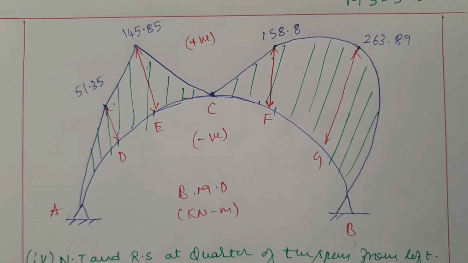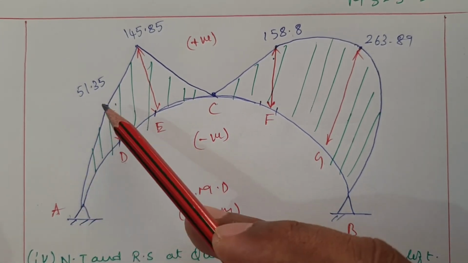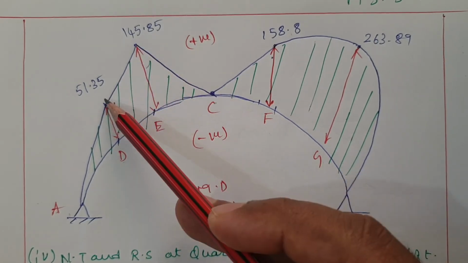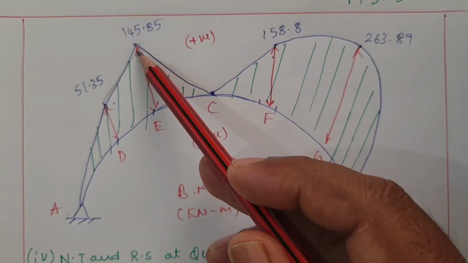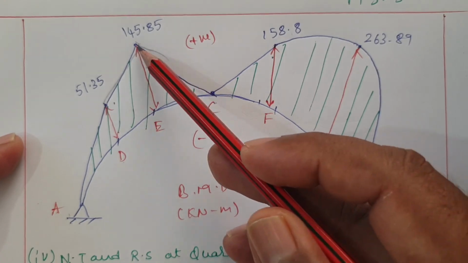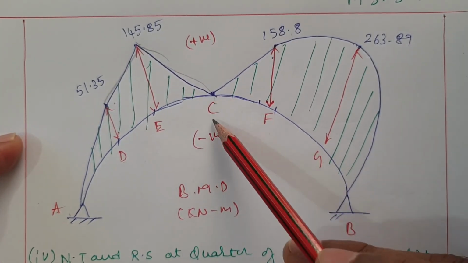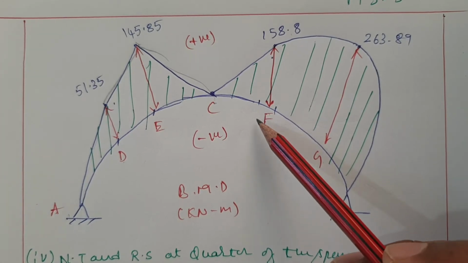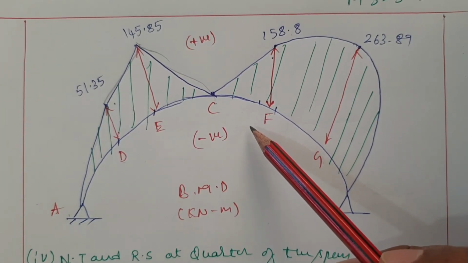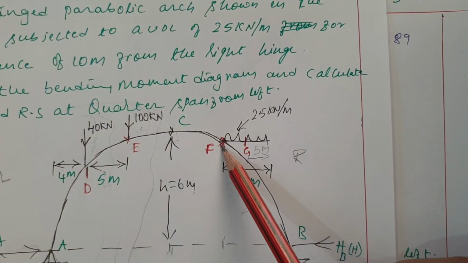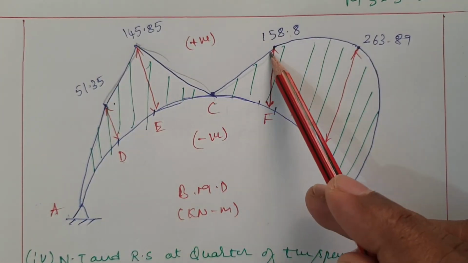Okay, very important thing is, see, from here to here we have a point load, so it is an inclined straight line. From here to here also a point load, inclined straight line. From here to here also no load, so you can write it as an inclined straight line. And C to F also there is no load. If you want, you can check the question, then you will come to know C to F also there will be no load. That indicates it will be an inclined straight line.